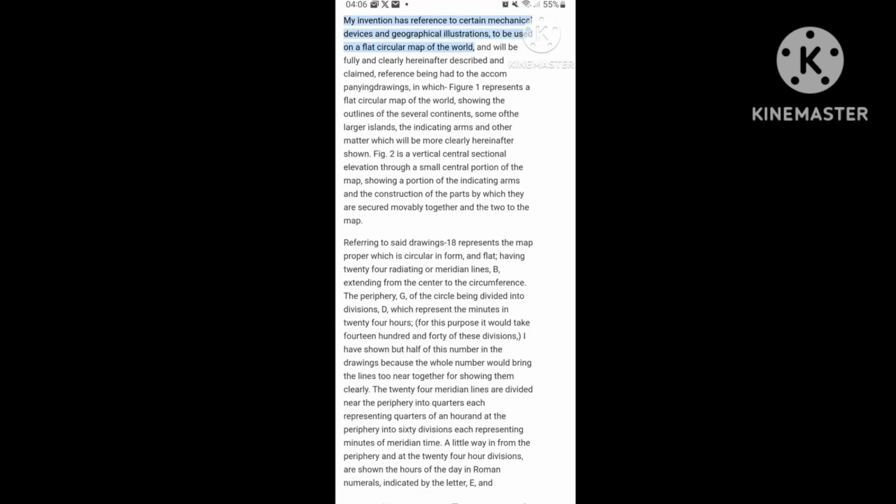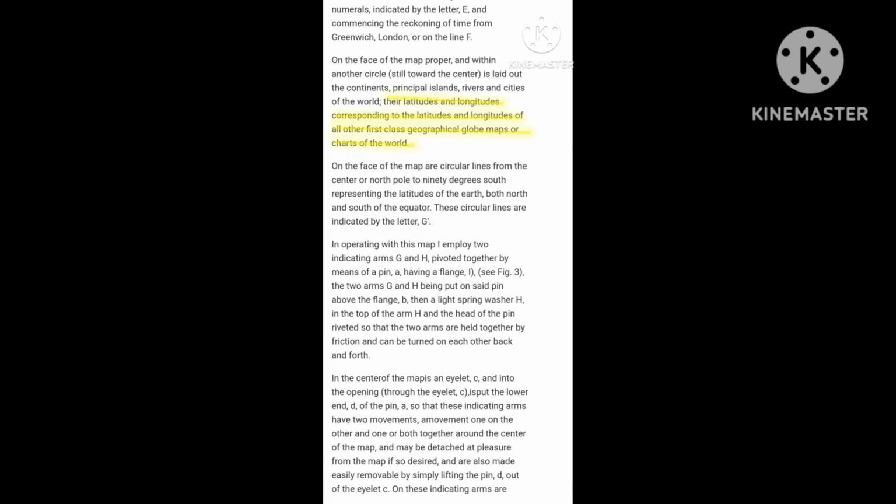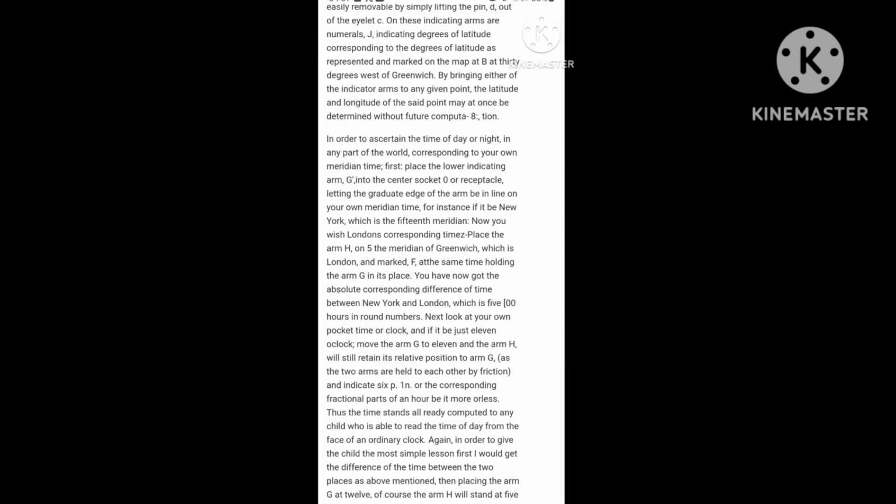Here it says, my invention is in reference to certain mechanical devices and geographical illustrations to be used on a flat circular map of the world. Here it says latitudes and longitudes corresponding to the latitudes and longitudes of all the first class geographical globe maps or charts of the world. Geographical globe charts of the world. Seems to me the Gleason's time chart is actually based off a globe.